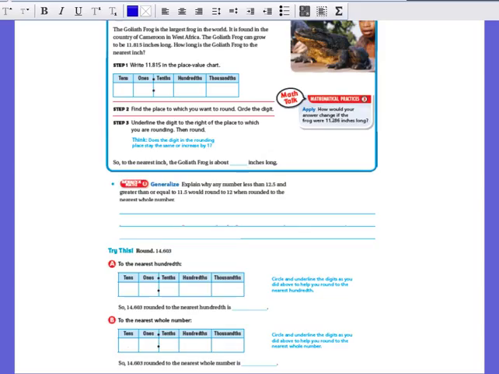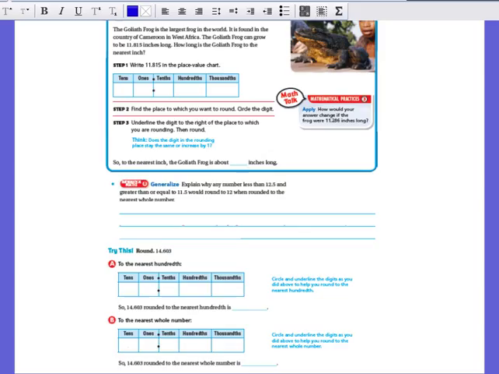The Goliath frog is the largest frog in the world. It is found in the country of Cameroon in West Africa. The Goliath frog can grow to be 11.815 inches long. How long is the Goliath frog to the nearest inch? Ooh, we got to go to the nearest whole number.